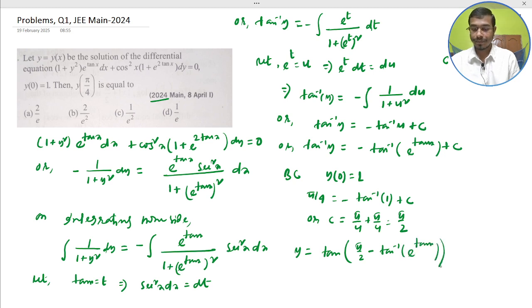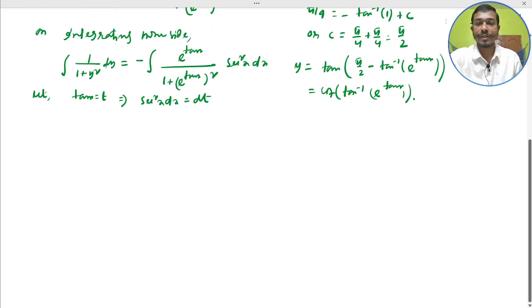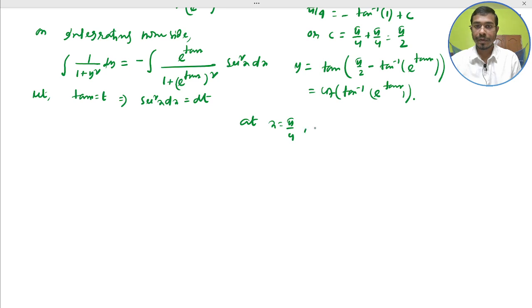Okay, this is pi by 2 minus tan inverse x, meaning cot of tan inverse e to the power tan x. Again apply the second boundary condition, that at x equal to pi by 4, y(pi by 4) is cot of tan inverse e.